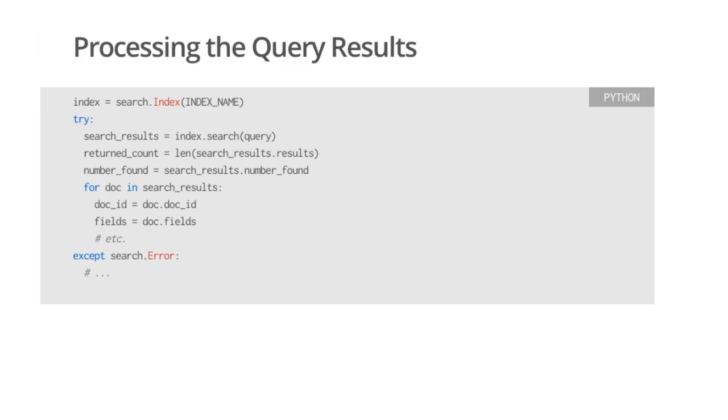Once you've submitted a query, search results are returned to the application in a search results object, which includes the number of results found and the documents returned. The number of results returned is the length of the results property. The number found property is set to the number of hits found in the search. The returned documents are accessed by iterating on the search results object. You can then access the properties of the document, such as doc ID and fields.